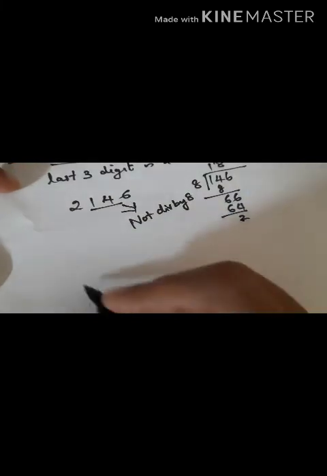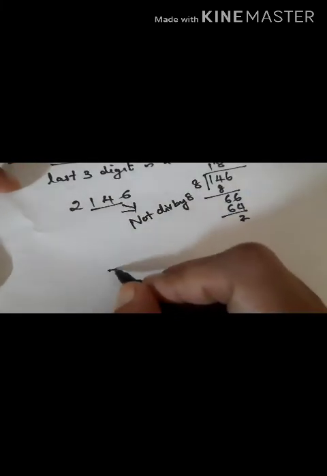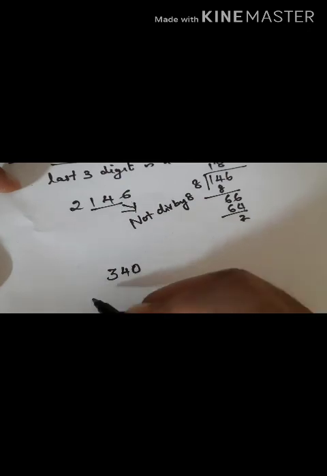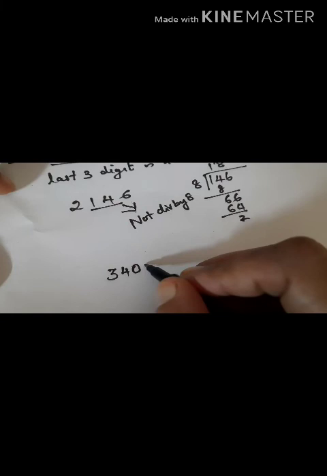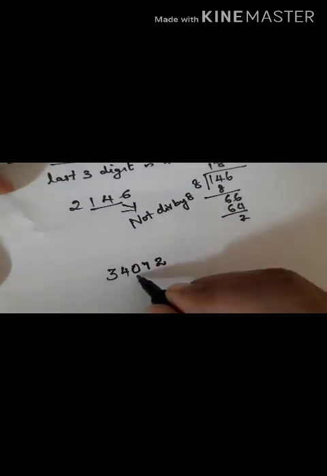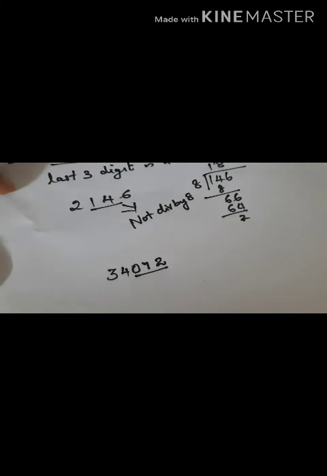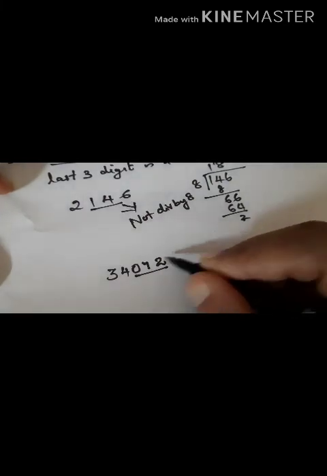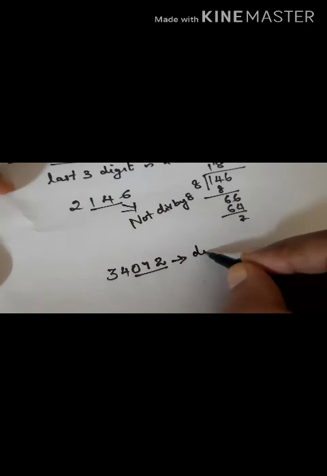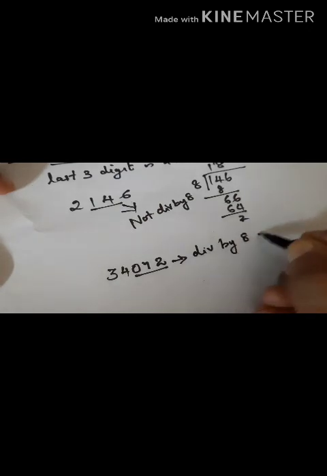Now I will give another example. 3, 4, 0, 7, 2. Take the last 3 digits. It is 72, isn't it? Now see 72, you can say it's a multiple of 8. So the given number is divisible by 8.